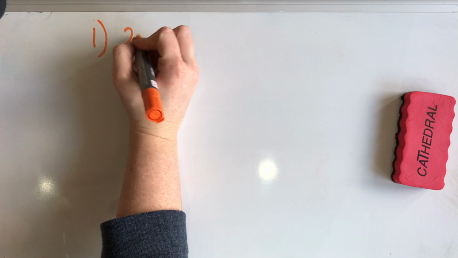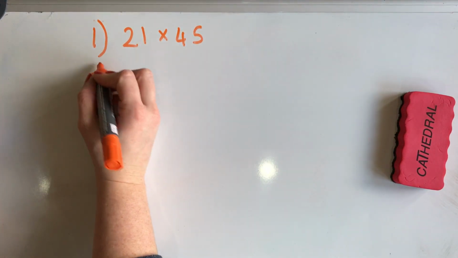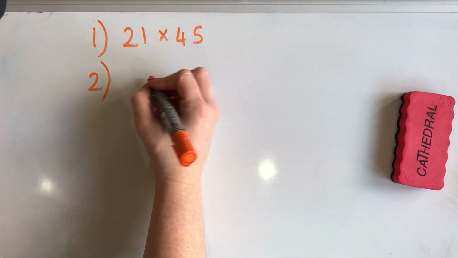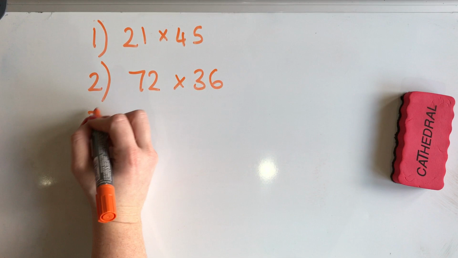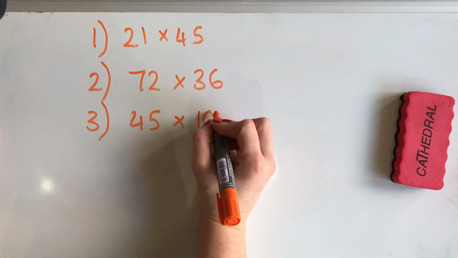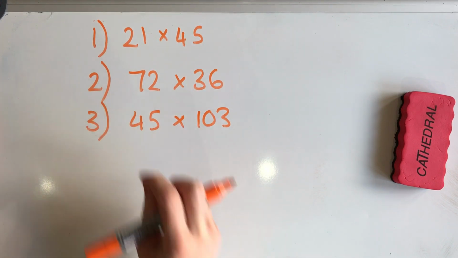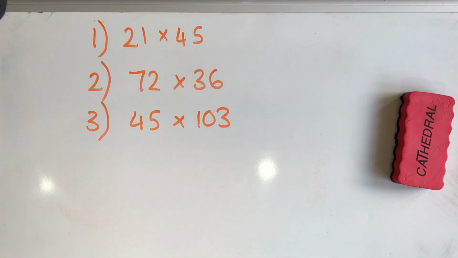So now it's your turn. You've got 21 multiplied by 45. Number 2, we want the product of 72 and 36. And we want 45 groups of 103. So pause the video and have a little go at those, and then we'll go through the answers.